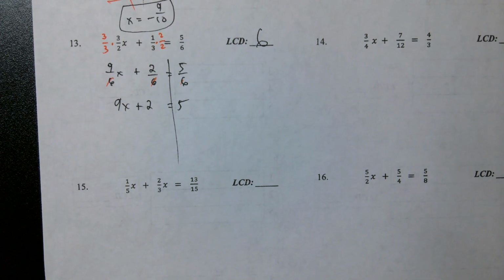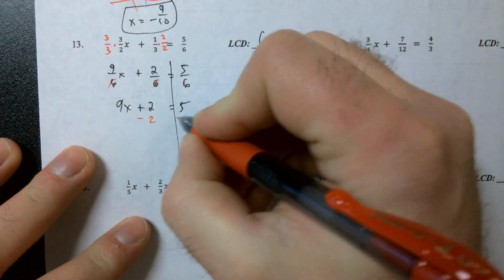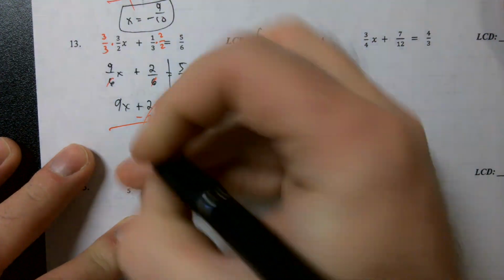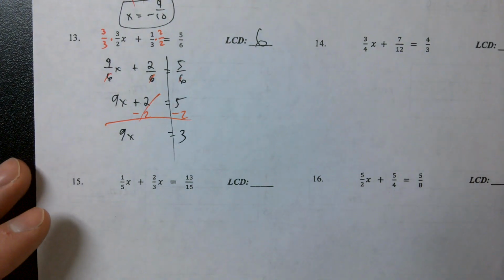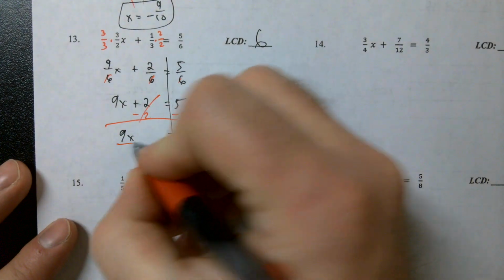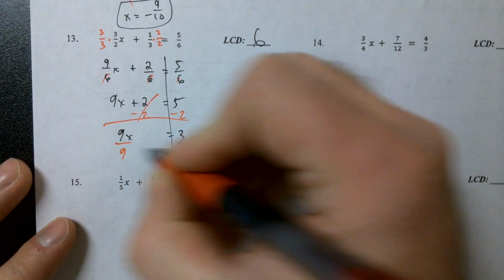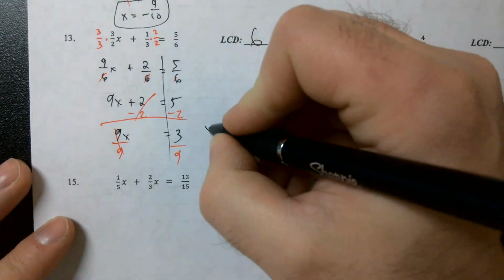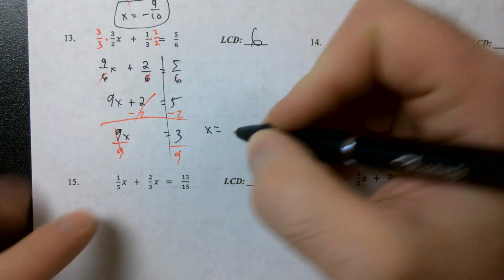What do I want to do now? Minus 2 on both sides. Good. Subtract 2 on both sides. Perfect. I get 9x equals 3. What now? Divide by 9 on both sides. Good. Can I simplify 3/9? x equals 3/9.